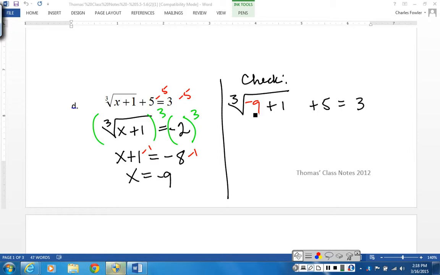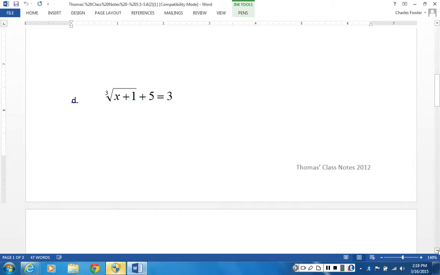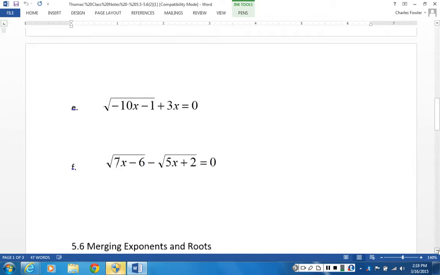So the cube root of negative 9 plus 1, cube root of negative 8, rewrite everything else, cube root of negative 8 is actually negative 2. Negative 2 plus 5 is actually 3, so that checks out. Let's do one more problem. I'm going to skip E and go all the way to F.